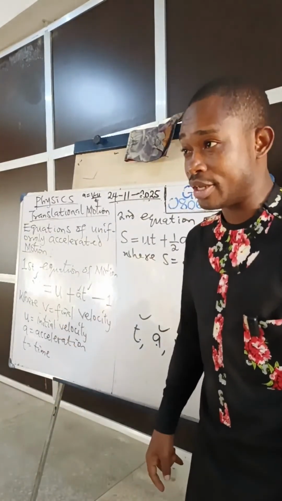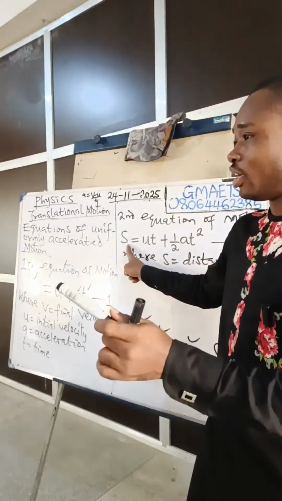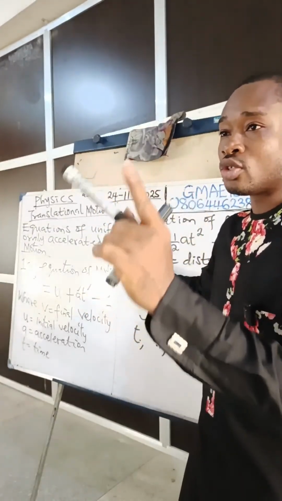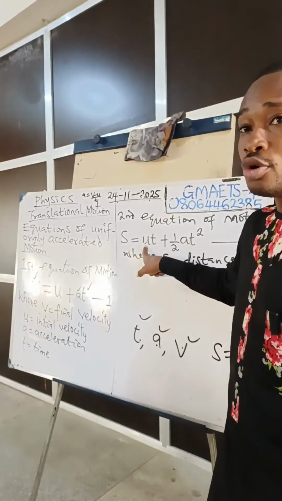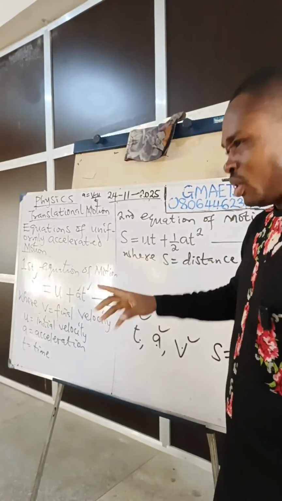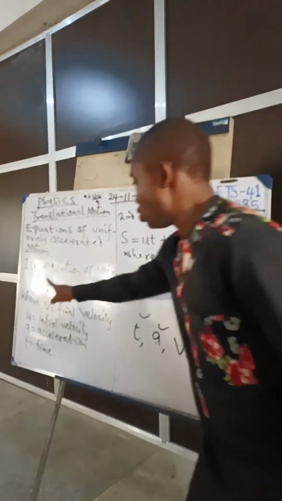Are you getting me right? Because if you apply this formula directly, you will get into trouble somewhere. And where will you get into trouble? You don't know u. Is that not so? So what do you do in that case? You use this equation now. You know your v.